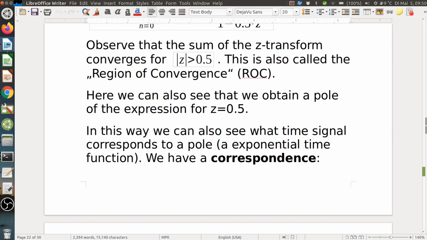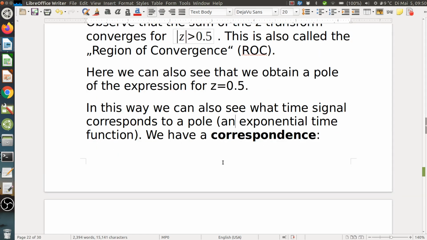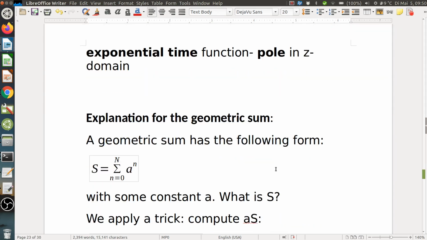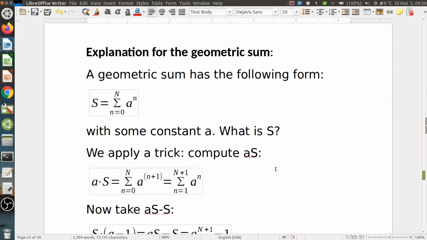So in this way we can also see what time signal corresponds to a pole. Here, an exponential time function. We have a correspondence: the exponential time function gives us the pole in the z domain. So this is what we just saw using this example.